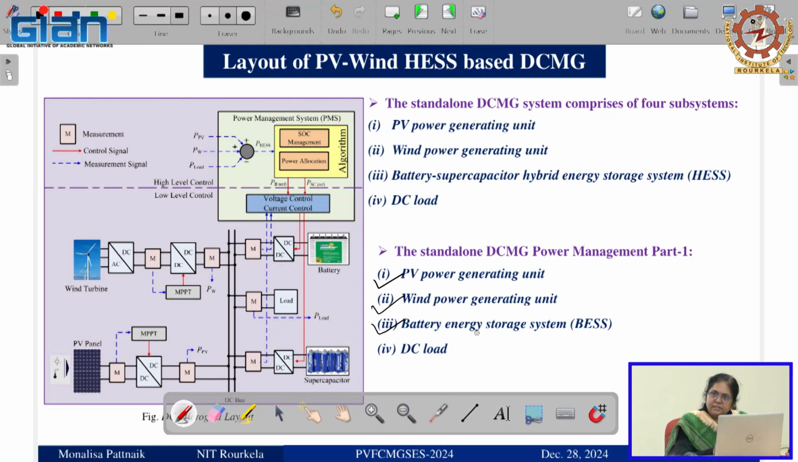We have already discussed why we are going for a hybrid energy storage system, and what the need of it is. But first I will explain the system with a single storage, so that in my next lecture I can explain the hybrid energy storage system. Okay. So here we have the PV, the solar panel.